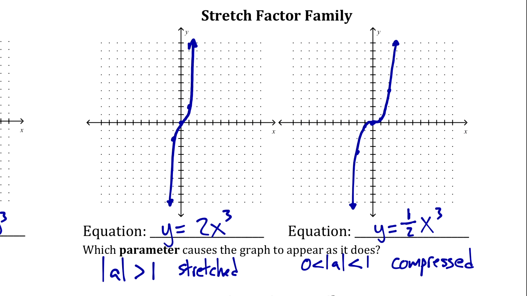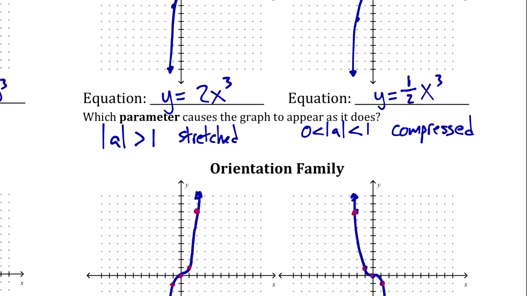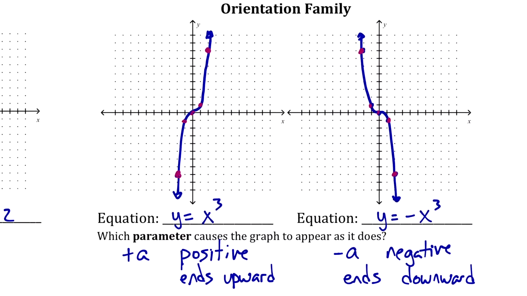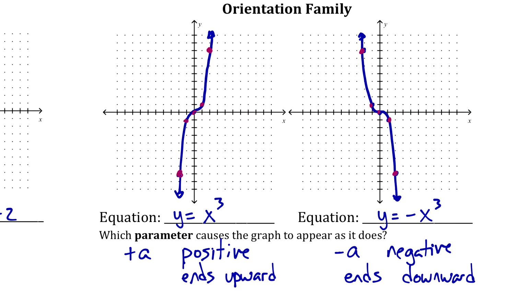This one would be stretched horizontally, or another word would be compressed. All right, and then the last one is the orientation family. Common question I've been asking you: can you tell if it has a positive orientation or a negative orientation? And so this is really the only time it kind of looks different.